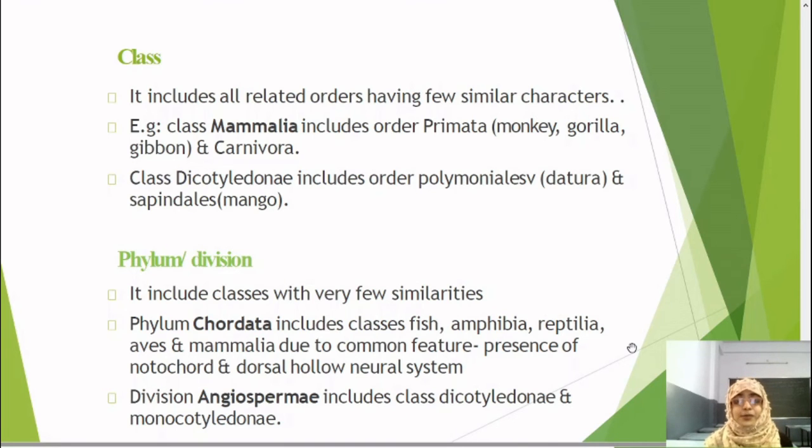Polymoniales are the organisms which are differentiated according to their sexual characters, that is, their stamens are attached to the adnate corolla, and they have a compound superior ovary. A superior compound ovary is present in the case of Polymoniales, whereas Sapindales are large bushy trees with woody plants and climbers. You can see the examples, that is datura and mango. Whereas in animals, class Mammalia includes primates, that is monkeys, gorillas and gibbons, and carnivores. Mammalia includes both primates and carnivores.